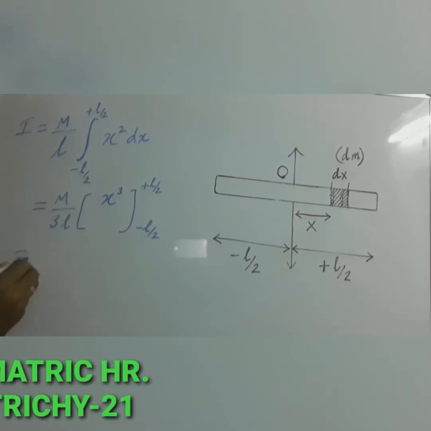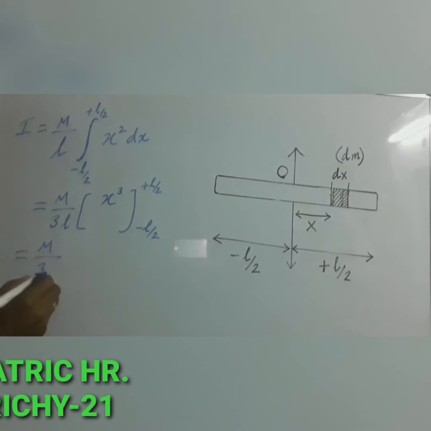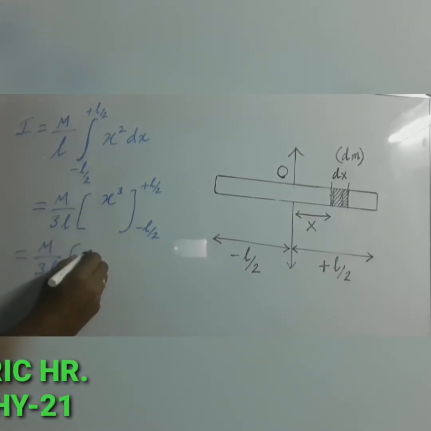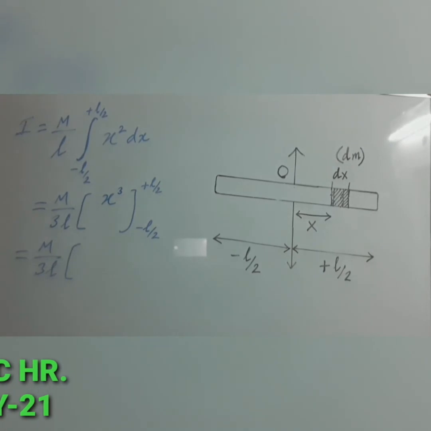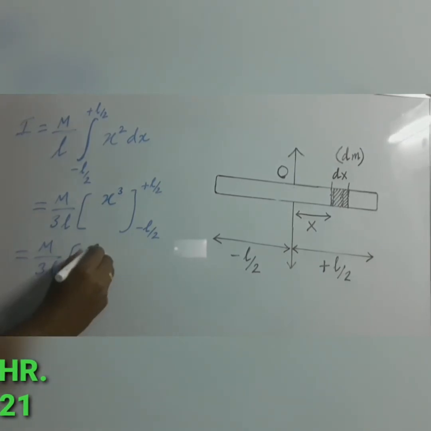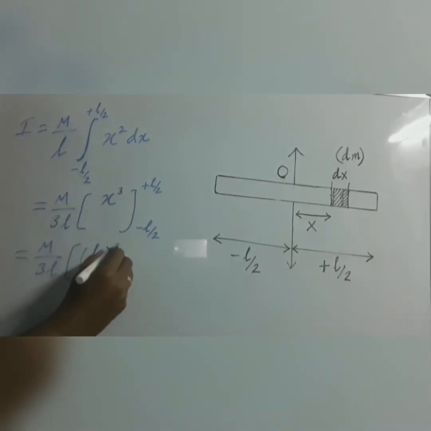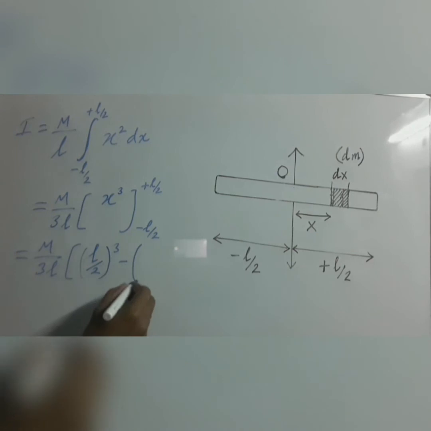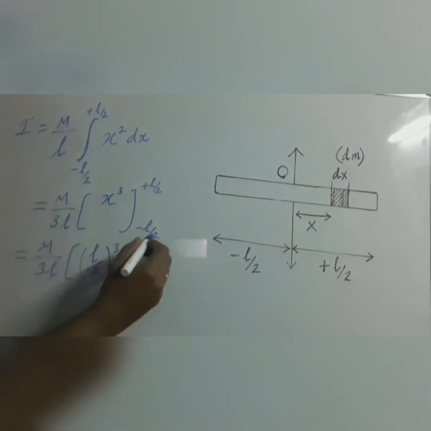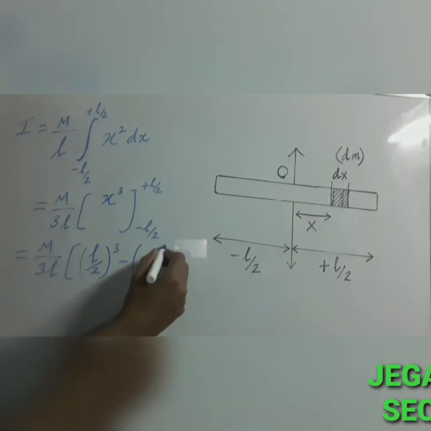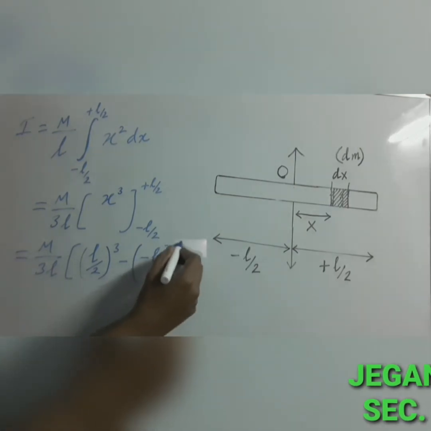The next step, we can apply the upper limit and the lower limit. Instead of x, you have to apply the upper limit, plus L by 2 whole cube. Minus, you have to apply the lower limit also. What is the lower limit? Minus L by 2 whole cube.